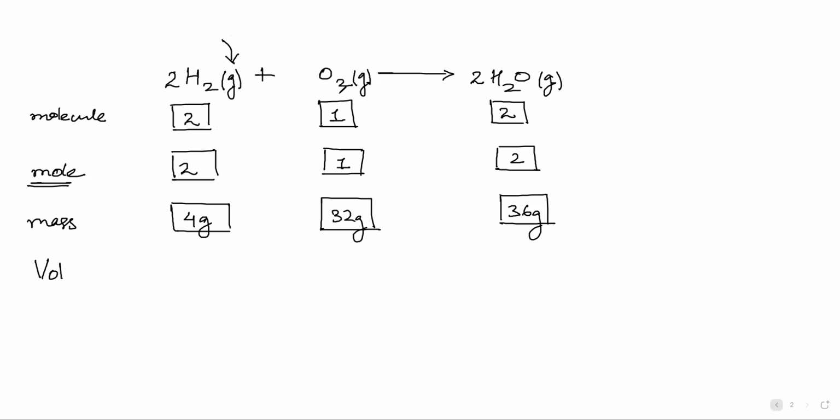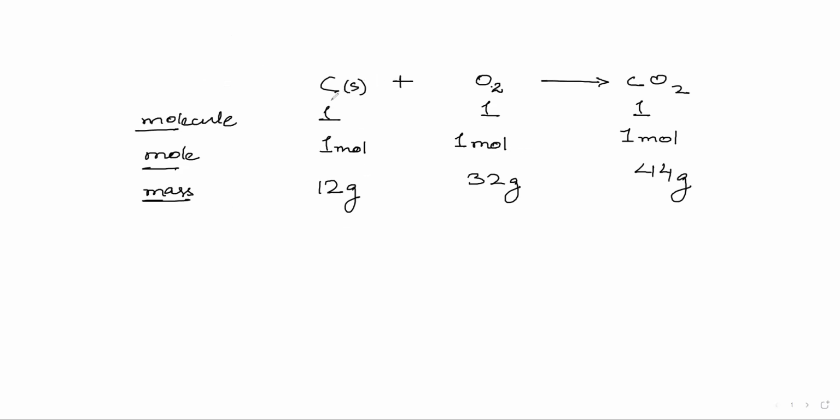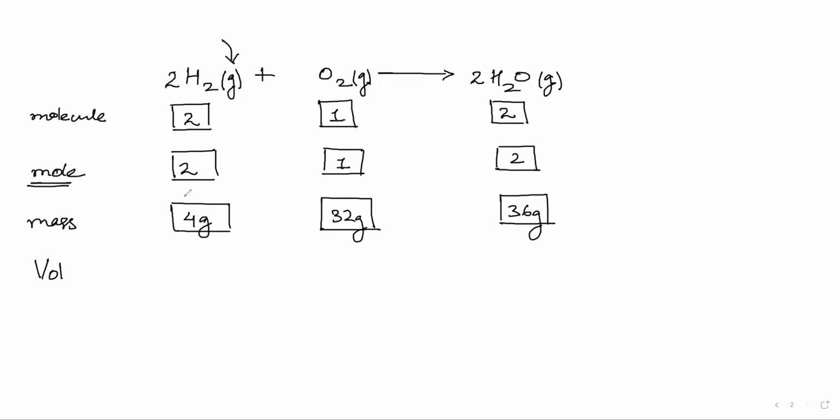In the previous example, this carbon is a solid, so we cannot write the gas information here. Although oxygen is a gas and carbon dioxide is a gas, we still have carbon, which is a solid. That is why we didn't write any volume picture. Now we can write the volume picture, right?